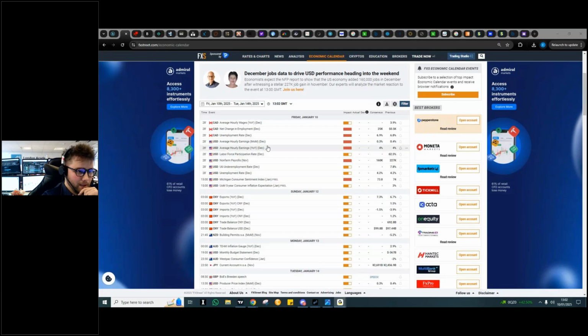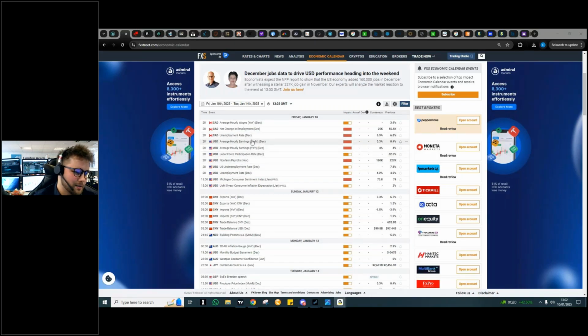Now, we also have some Canadian data, which we'll come on to afterwards. This is coming out at the same time and the same kind of data: average hourly earnings, unemployment, and employment change. So similar data coming across from both. We're going to be focusing mainly on the US data. US data, US dollar generally going to carry the most weight.